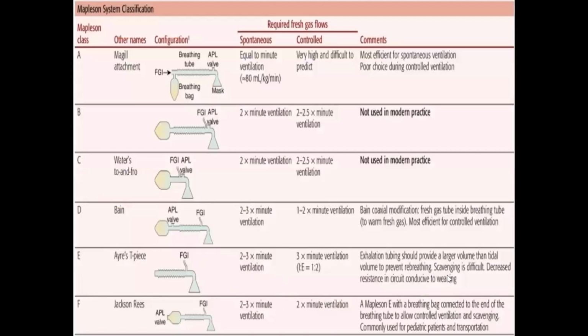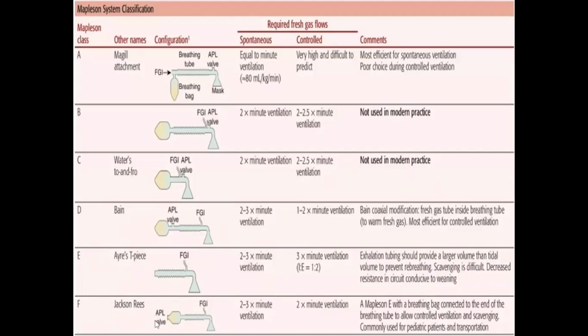The T-piece exhalation tubing provides a larger volume to prevent increased resistance to breathing. That's why we use it in patients who have been extubated. We use the T-piece while sending them to recovery, and then we extubate them because the resistance is less. But it does not have a reservoir. That's why Jackson Rees modified the T-piece by adding a reservoir bag.